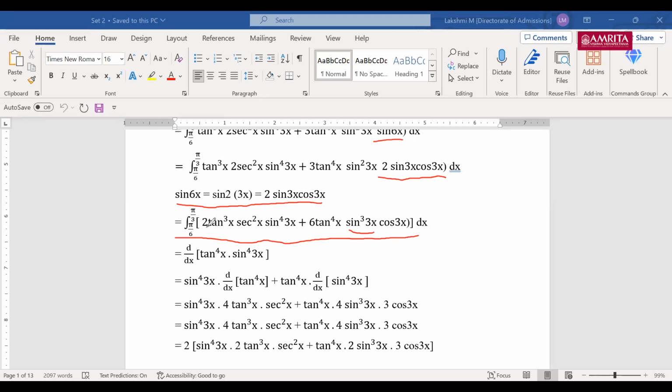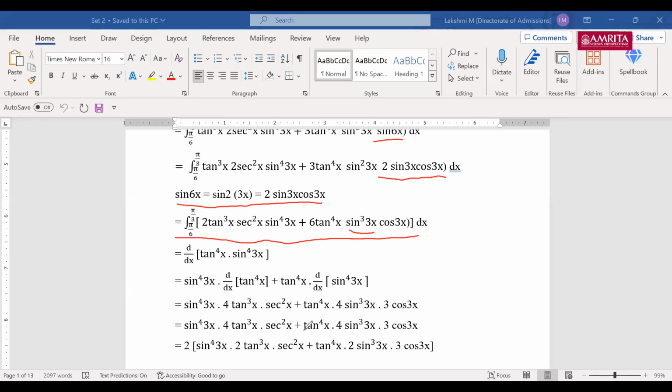Here, when you look at, you have 2 tan cube x, sec square x, sine raised to 4, 3x. Here you have 6 tan raised to 4x, sine cube 3x, cos 3x. You have 2 separate sections and you want to reduce this section. So this is actually something called dy dx of tan raised to 4x into sine raised to 4, 3x. This expansion is actually this one.